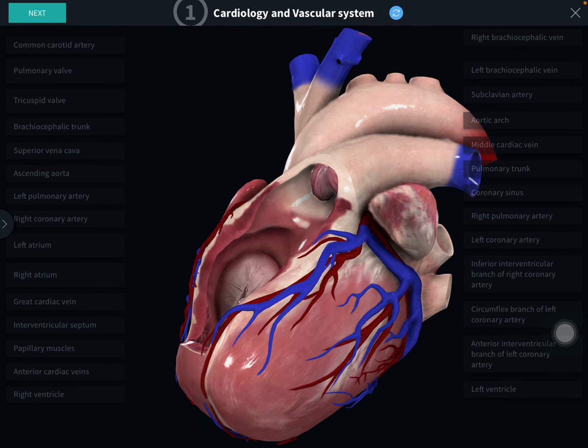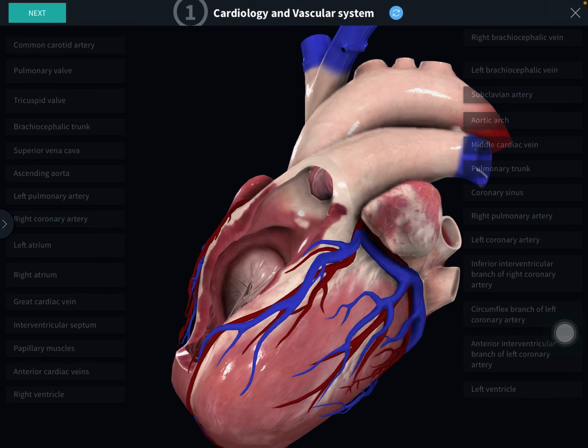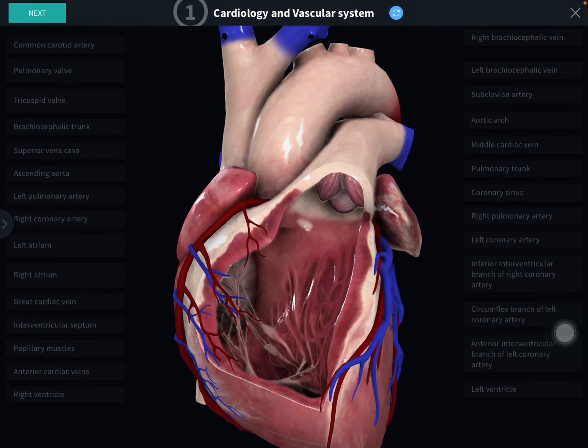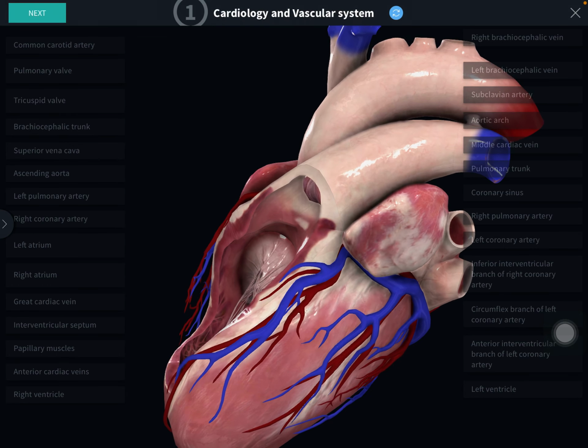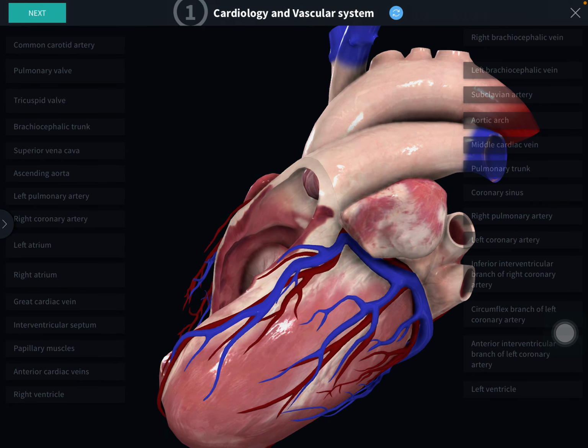Now this is the left border. It is an ill-defined convex border separating the sternocostal and the left surface. It extends from the left auricle. So this is the left auricle. It extends from the left auricle to the apex of the heart with the convexity directed upwards and to the left. This border is accompanied by the marginal branch of the left coronary artery, you can see.